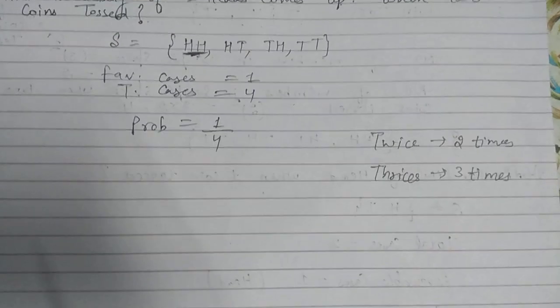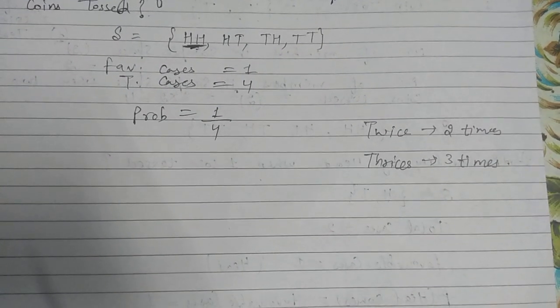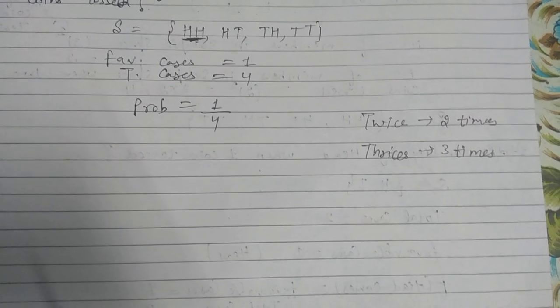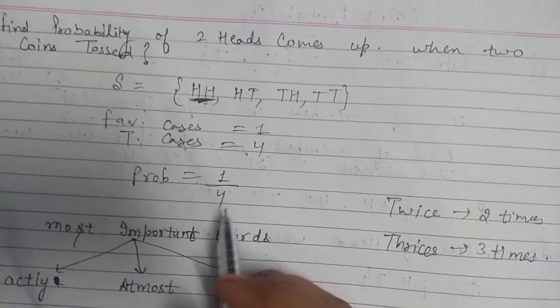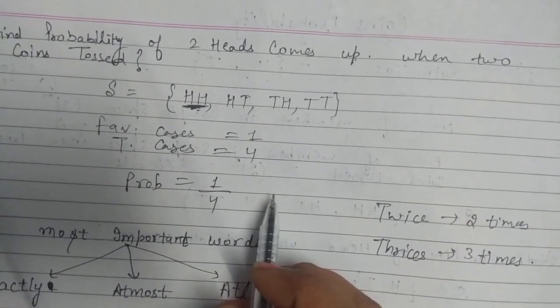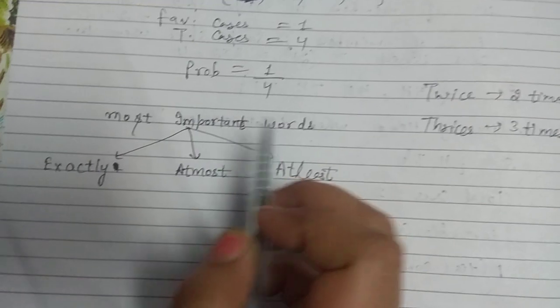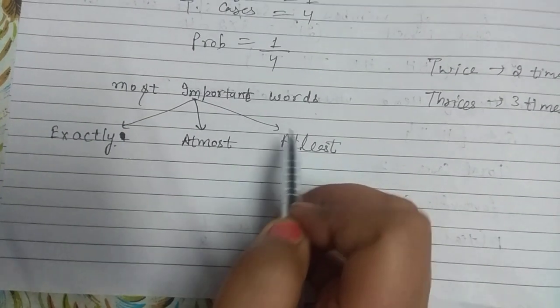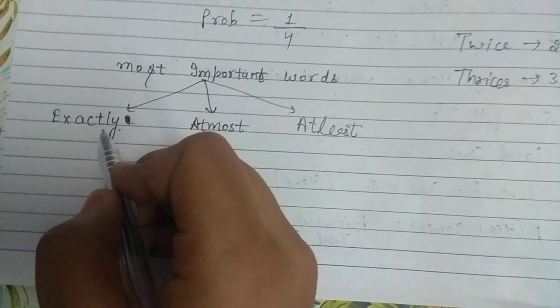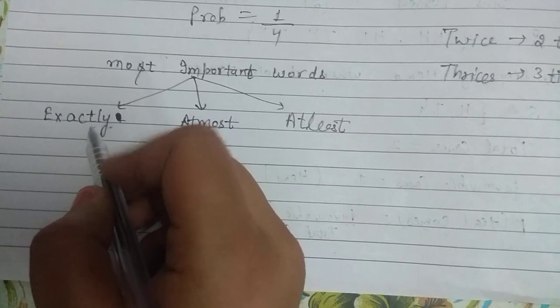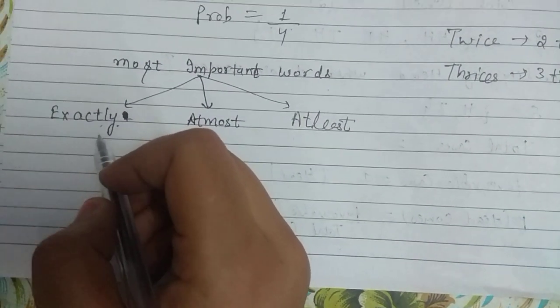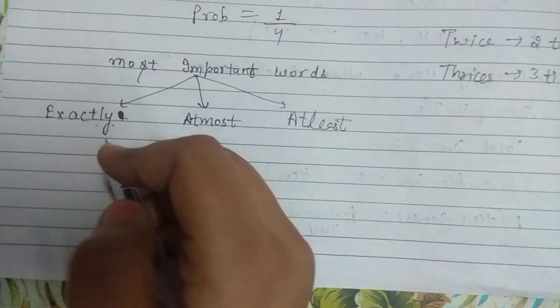Clear? Now we have to discuss the words exactly, at most, and at least. The most important words are exactly, at most, at least. Exactly means, like I am saying we have to find the probability of exactly 2 heads, then on both coins 2 heads are there.